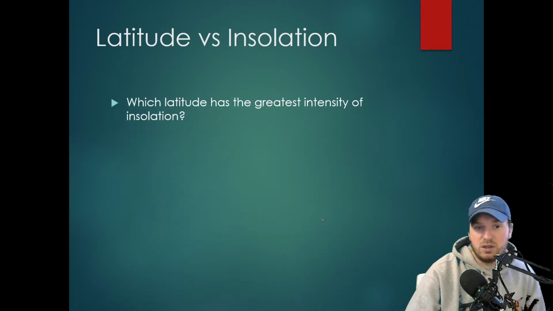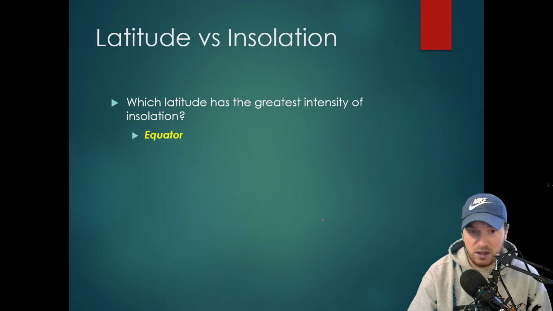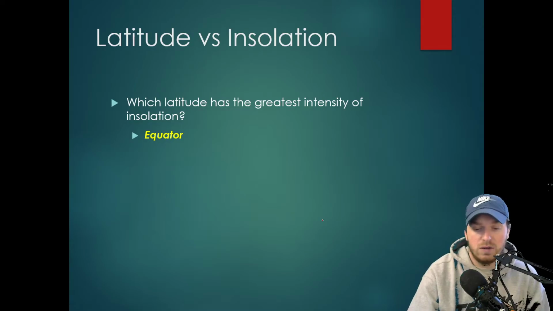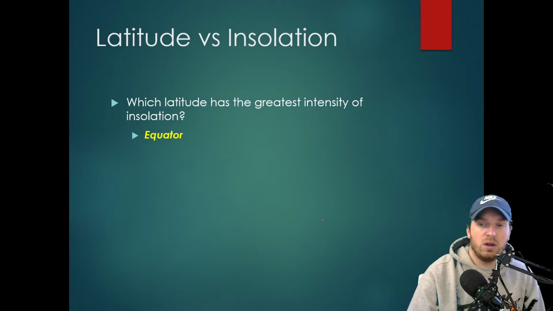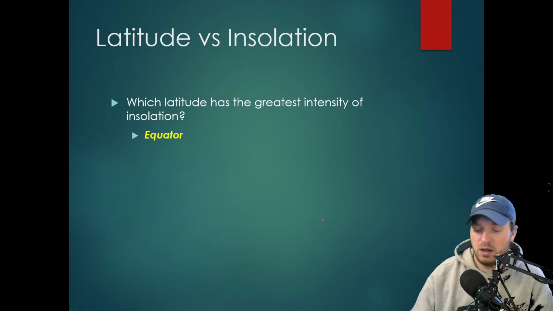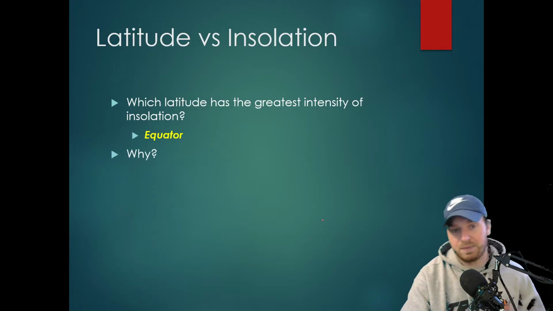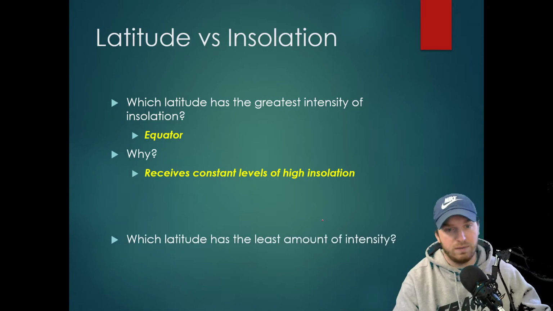Latitude versus insolation. So this is the second bit. What latitude has the greatest intensity of insolation? Well, it's the equator. The equator has the highest amount of sunshine. It has the most sunshine on the Earth. The further up you go, or the further down you go, the further away from the equator, the less insolation you get. Why is that? It's because it receives the most constant levels of high insolation.